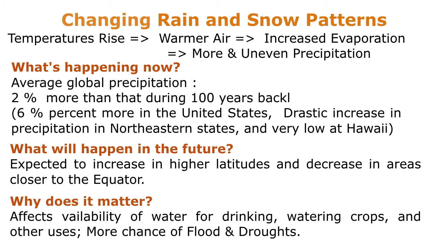Why does it matter? Too little or too much water can cause a problem. In many places, people depend on rain and snow melt to fill lakes and streams and provide a source of water for drinking, watering crops, and other types of uses. However, heavy rain can cause flooding, and there can also be unpleasant droughts.